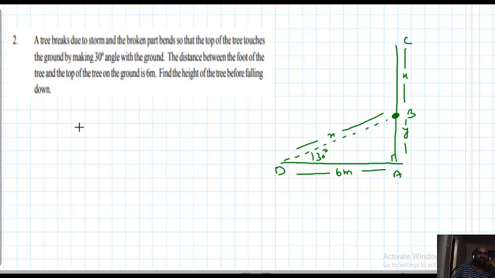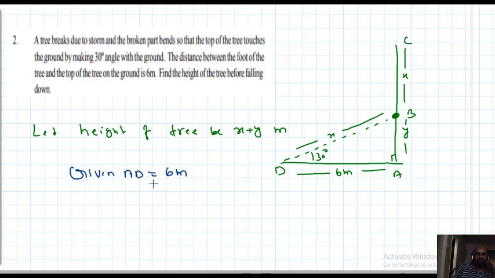Students, the important thing is everything should be written from the given data. First, let the height of the tree be x plus y meters. So given, AD equals 6 meters, angle ADB equals 30 degrees. Okay, x and y both should be found from triangle DAB. First of all, I want to find y.